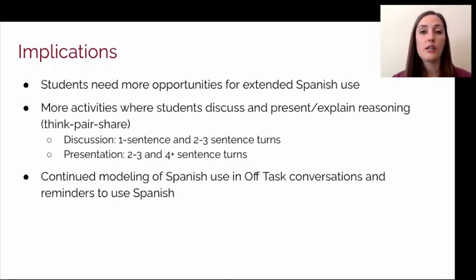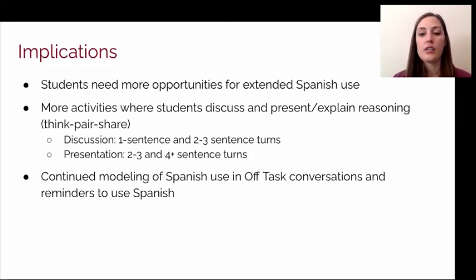Another way to possibly promote Spanish use is to indicate with questions that a full sentence response is required, things like that. Finally, the teacher should continue modeling the use of Spanish when talking about off-task topics. Increased reminders to students to use Spanish, or even incentives, may also help, although these can be difficult to implement and tiresome to teachers.